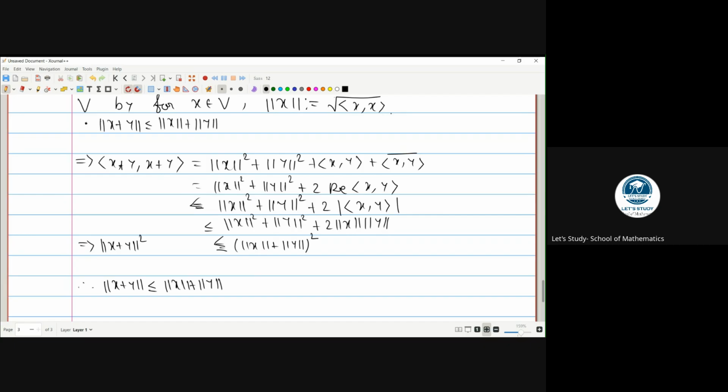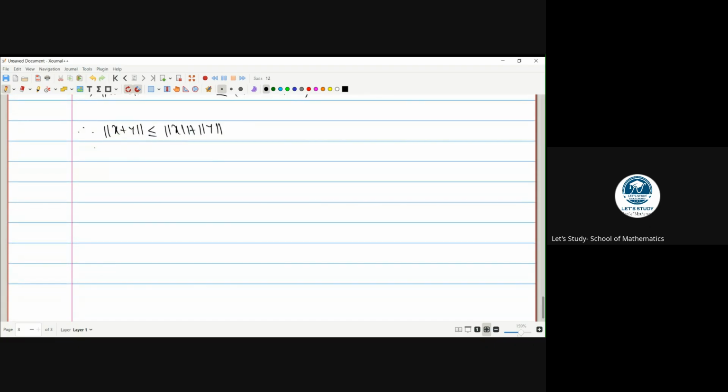Okay, very good. Now I would like to do some examples. Suppose K is basically R or C. Is there any guess what can be the inner product on K^n?